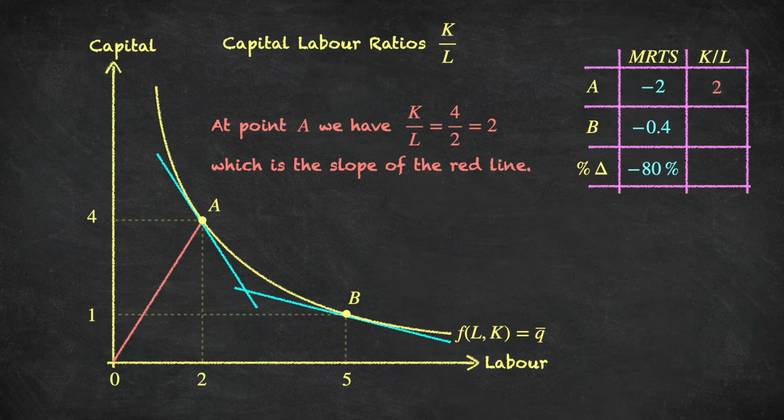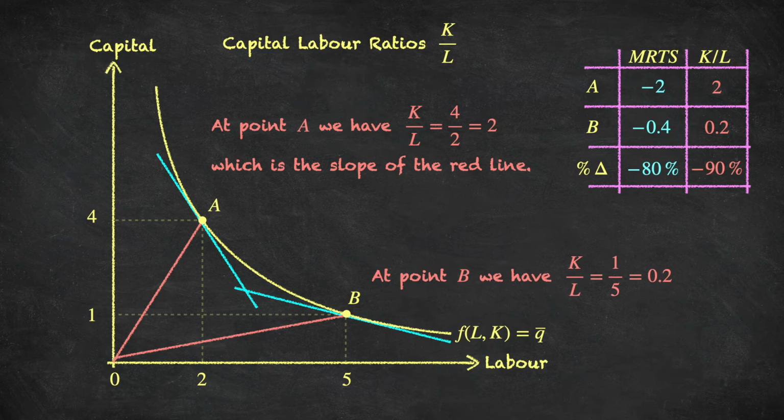Let's now consider what we call capital-labour ratios. So simply, at any point, I take the units of capital and divide it by the units of labour. What would this mean graphically if I look at point A and I draw a red line back to the origin from that point? If I take the slope of this line, I'm dividing how far it goes in the vertical direction, so how much capital there is, divided by how far it goes in the horizontal direction, how much labour there is. So the slope of this line is K divided by L, which in this case is 4 divided by 2, which is equal to 2. So let's record that in our table. At point A, the capital labour ratio, K divided by L, is equal to 2.